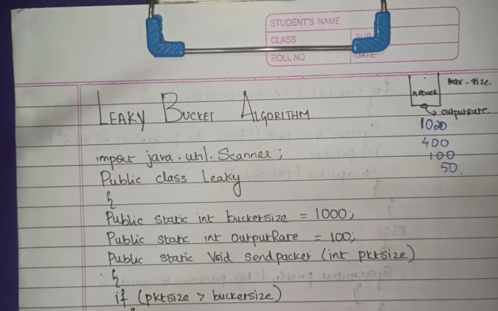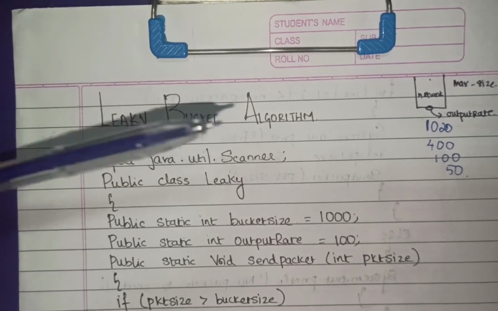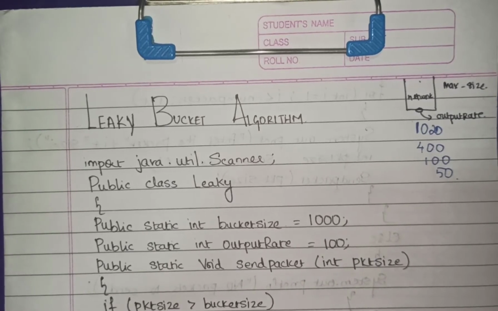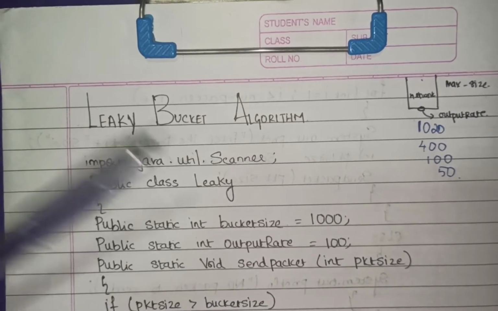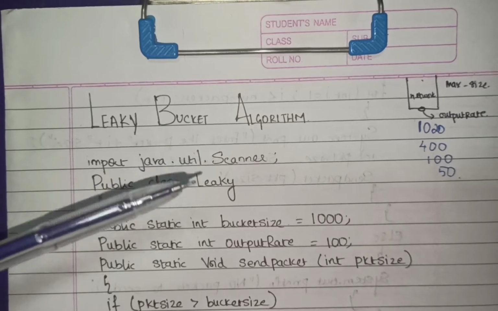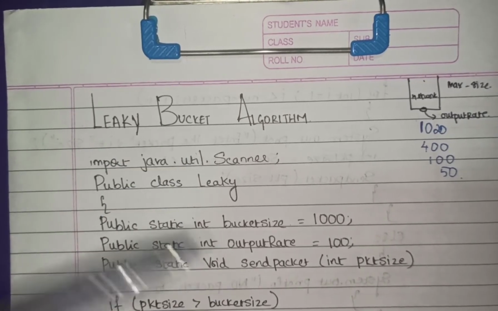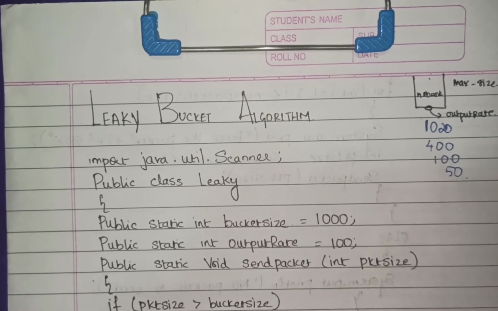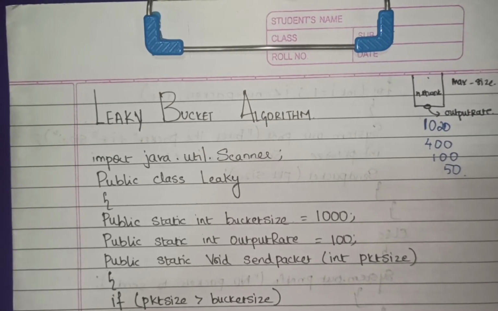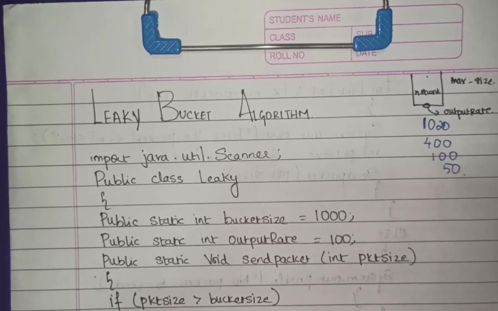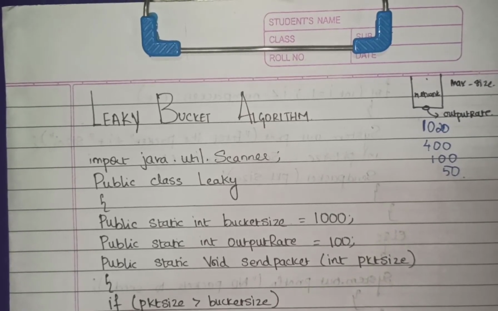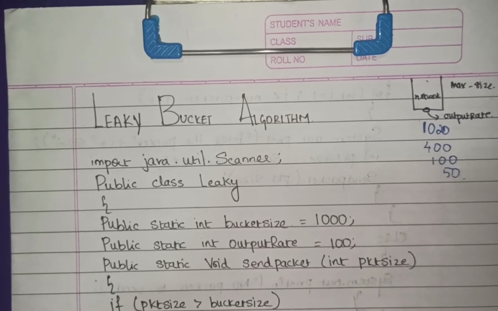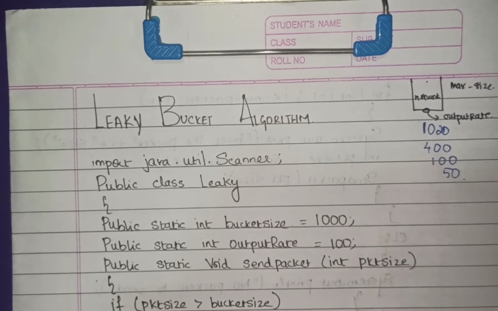Now coming to if the packet size was 400. The output rate is set to 100, which is a constant value. Now what happens is the output rate is only 100, so you can send only a packet size of 100 to the receiver. Now you have a packet size of 400. So how will you do it? 400 is split into 100, 100, 100 and 100, which is 4 times 100.